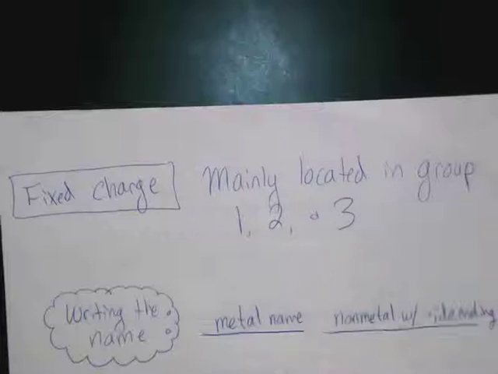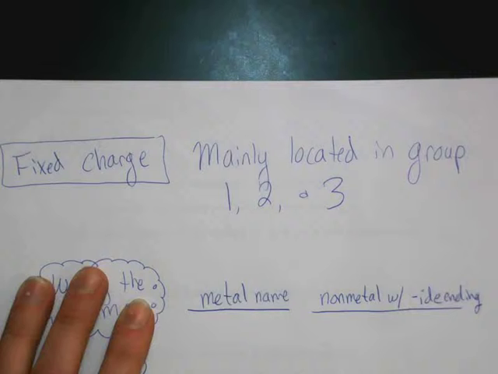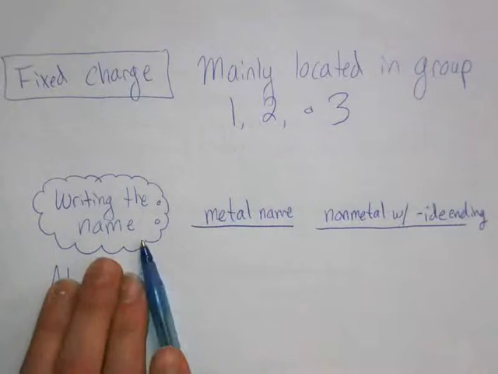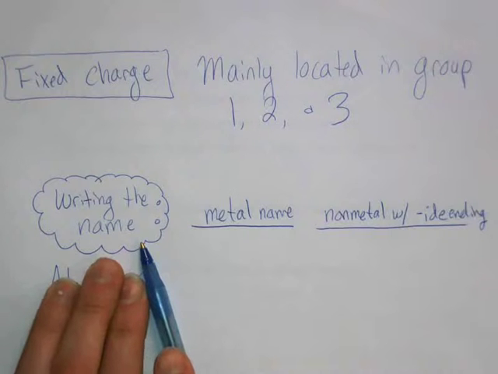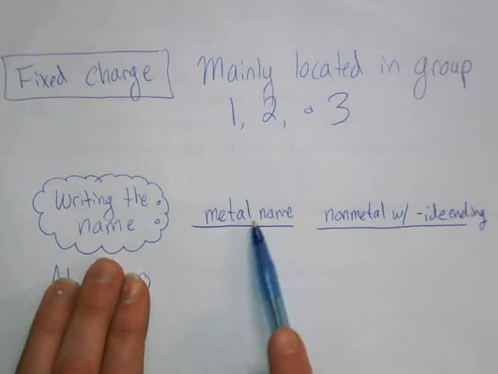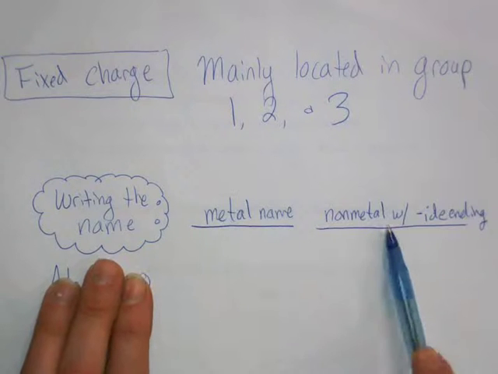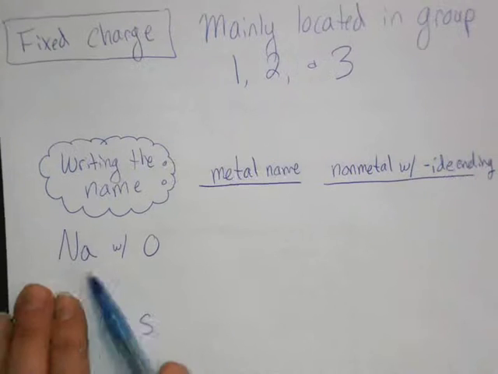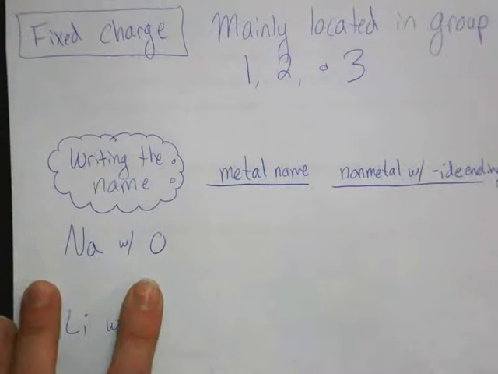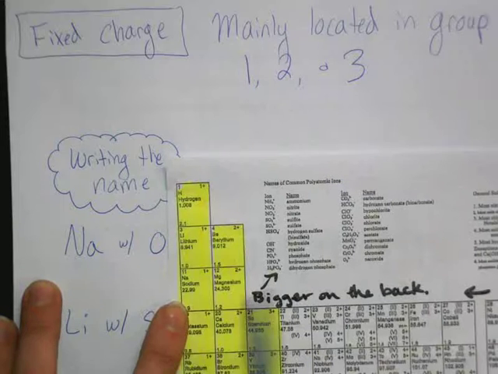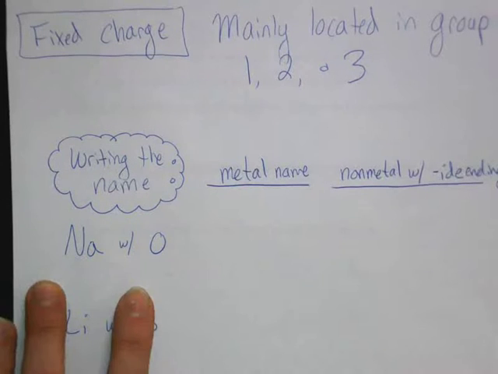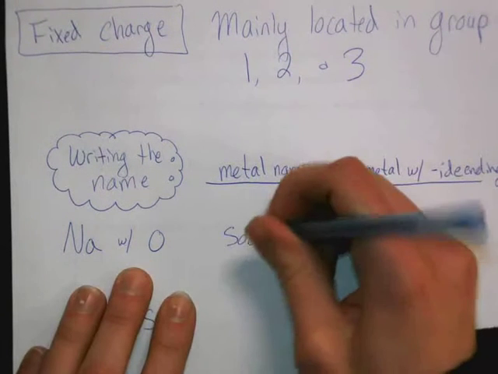Now, when you have a fixed charge, again, they're mainly located there. We do have a couple in the transition. Then when we are writing our name, if I give you the formula and you're supposed to write the name, the format would be that we take the metal name and then we use the non-metal name with an IDE ending. So for example, if I have Na with oxygen, well, if I look on the periodic table, Na is sodium, so I'm going to write my metal first to be sodium.